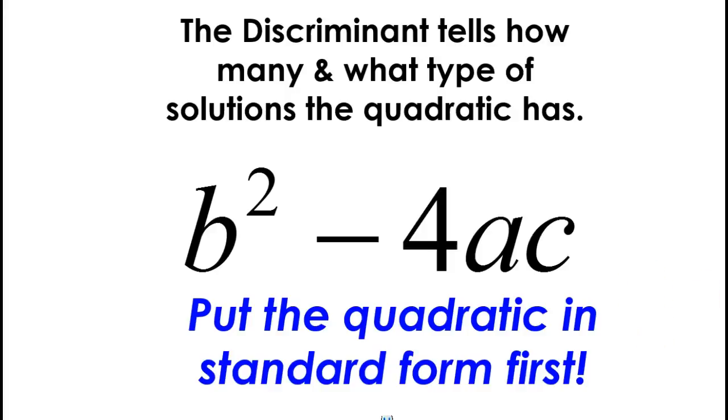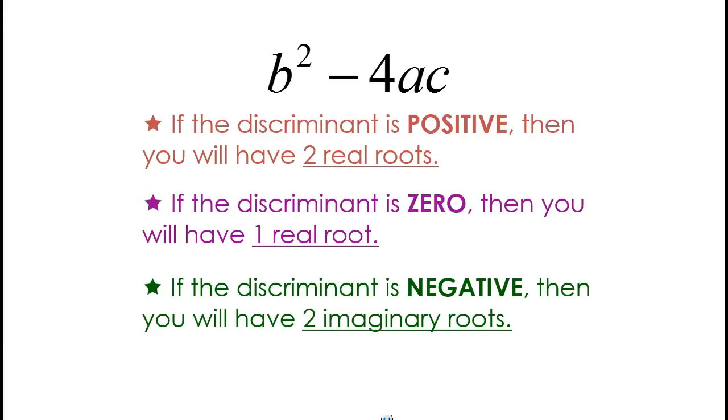It is important that before we do anything with this formula, we put our quadratic in standard form first. In other words, ax squared plus bx plus c. So if it's not already in standard form, we're going to have to move some things around and get it in that form. So let's look at a few examples. Let's talk about what exactly the discriminant tells us.